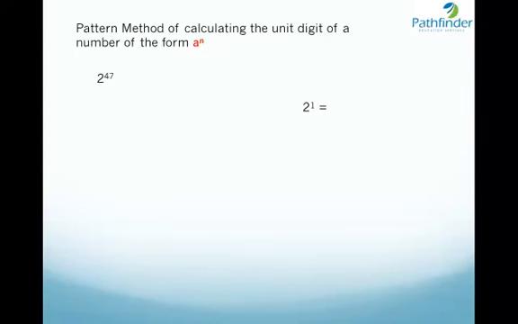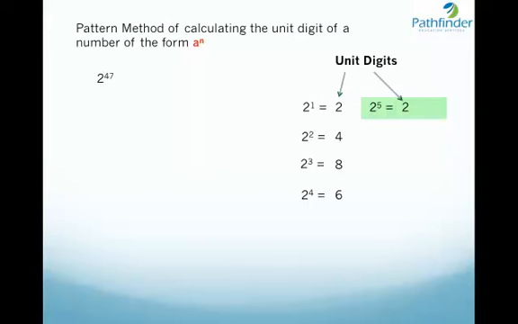So let us start. 2 to the power 1 gives me a unit digit of 2. 2 square gives me a unit digit of 4. 2 cube gives me a unit digit of 8. 2 to the power 4 gives me a unit digit of 6. 2 to the power 4 is 16, the unit digit is 6. 2 to the power 5 gives me a unit digit of 2. 2 to the power 6 gives me a unit digit of 4. 2 to the power 7 gives me a unit digit of 8. And 2 to the power 8 again gives me a unit digit of 6.